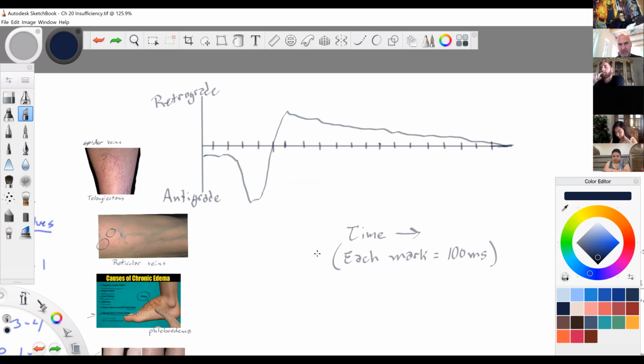Some locations will just have you look at the great saphenous, small saphenous veins and the perforators. But a lot of times that's actually not the problem. It's the deep veins that are the problem, and so you really should be looking at the deep veins as well. So let's just start with the deep vein thrombosis issue.